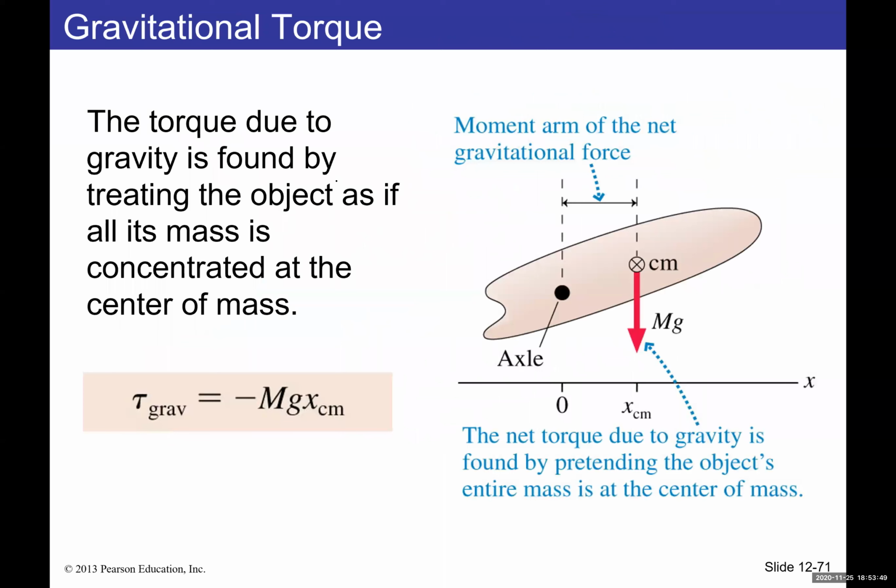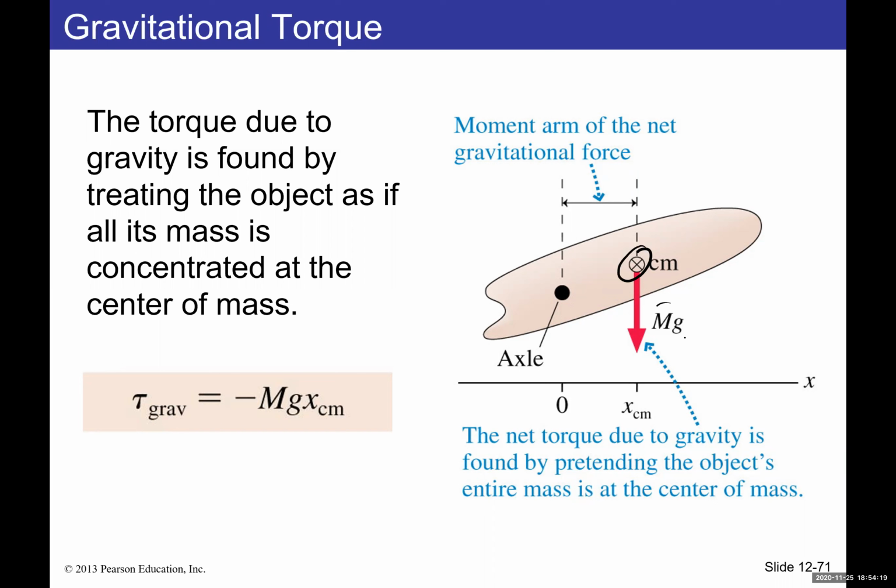All right, so another thing we have is that the torque due to gravity is found by treating the object as if all the mass is concentrated at the center of mass. This is something we can always assume: any object can be thought of as having all its mass concentrated exactly at the center of mass. So you can see, here's the center of mass. Since the mass is concentrated at that point, gravity only acts at that point.